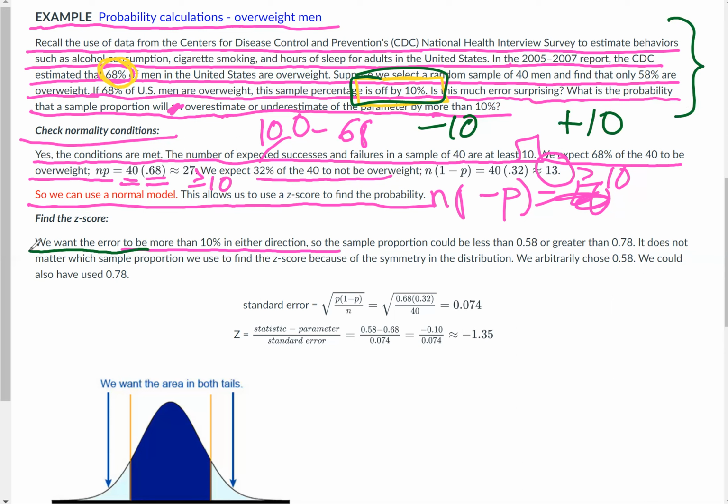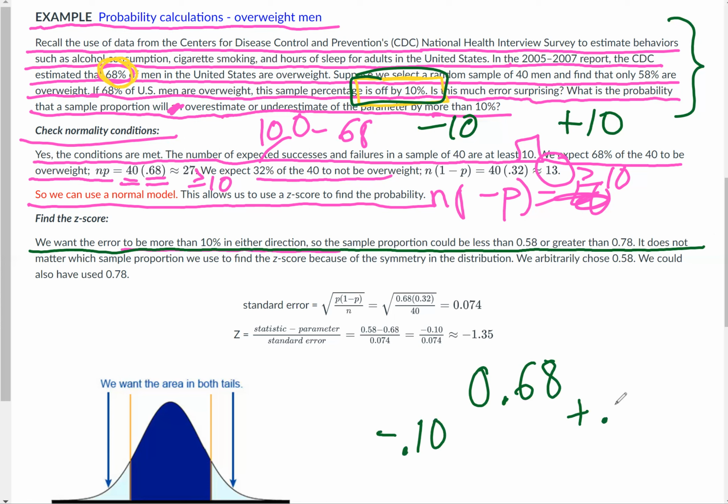We want the error to be more than 10% in either direction, so the sample proportion could be less than 0.58 or greater than 0.78. Because the population proportion was 0.68, I subtract 0.10 or add 0.10. That's what they're saying: subtract or add. I want to know, when is it smaller than this or larger than this?